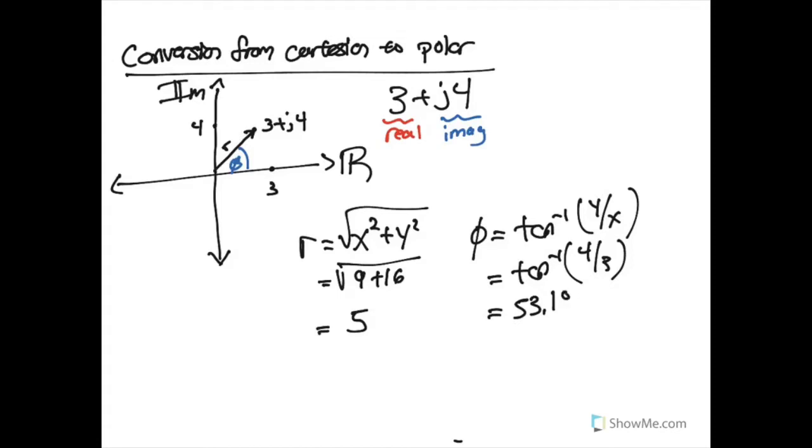53.1 degrees. So if we were going to write this out as a polar object, this would be 5e to the j 53.1 degrees. And just like before, you can do these direct transforms from your calculator. Again, make sure that when you are doing the angles that your result is in degrees, because we want degrees to be up here in the exponent.